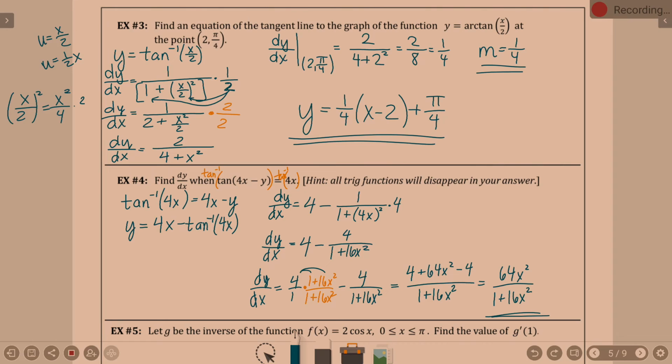That's it. We weren't trying to write the equation of a tangent line there. We were just trying to find the derivative.